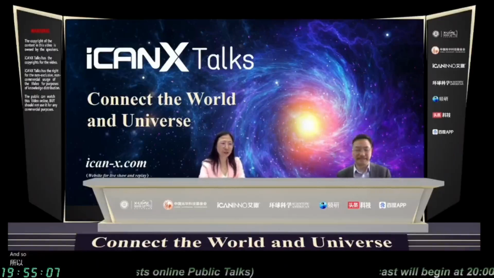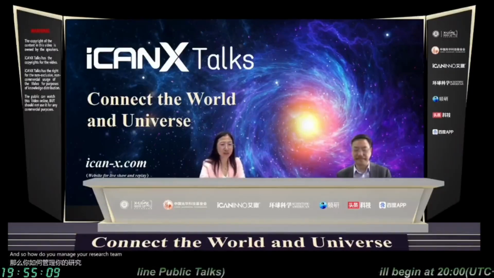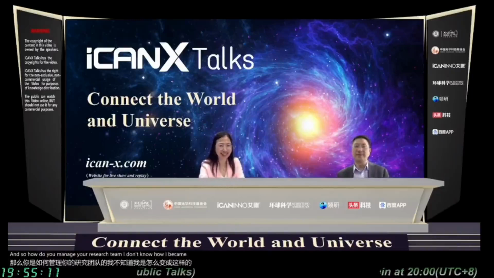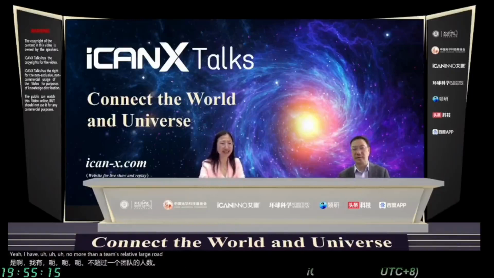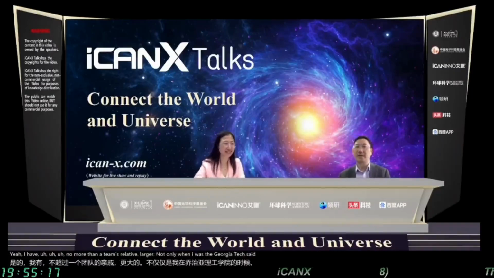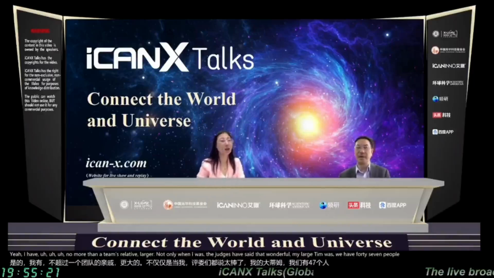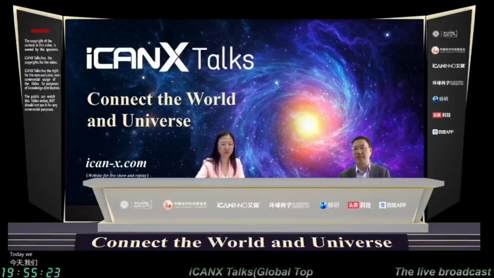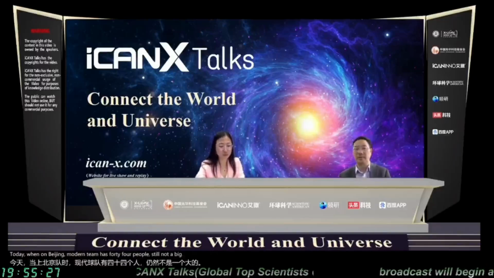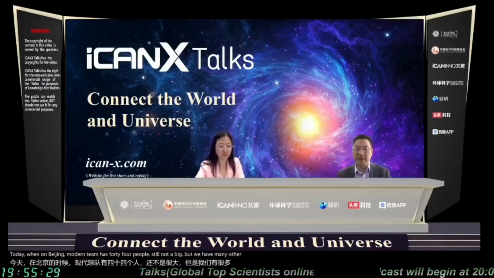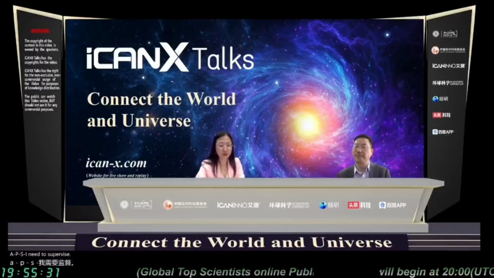So how do you manage your research team? I know you have a very big team. Normally the team is relatively large. I think when I was at Georgia Tech, my largest team had 47 people. Today, in Beijing, my team has 44 people. Still not that big, but we have many other PIs. I need to supervise them too.